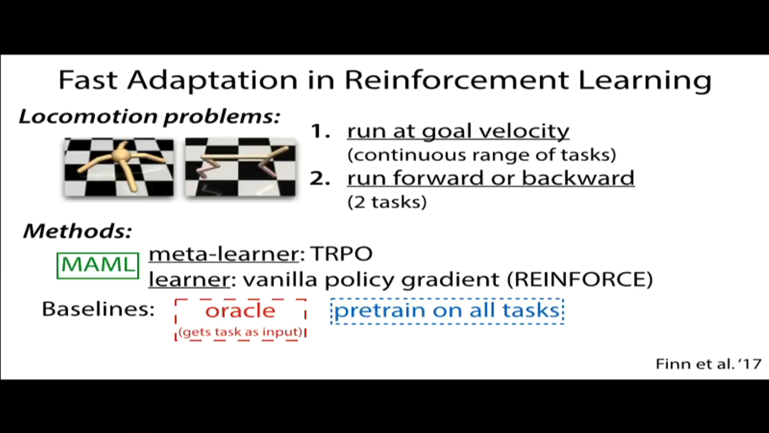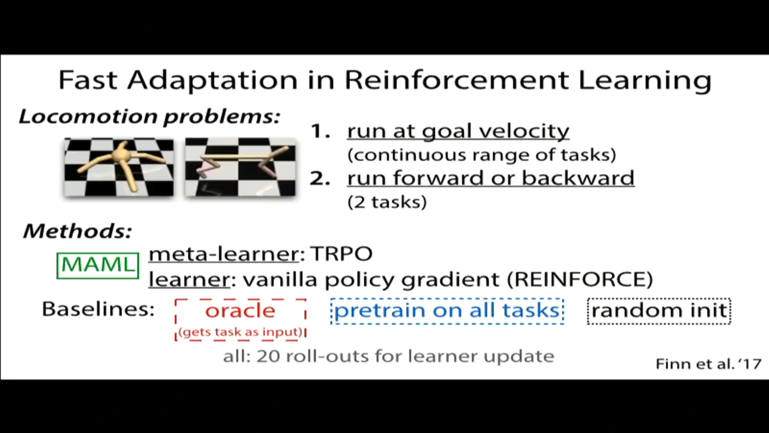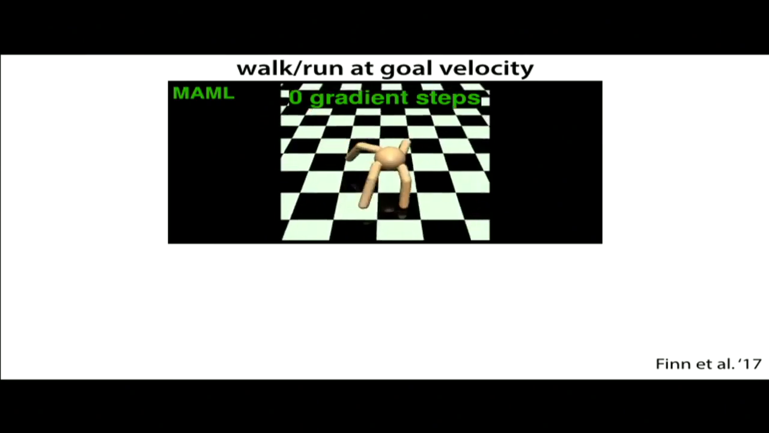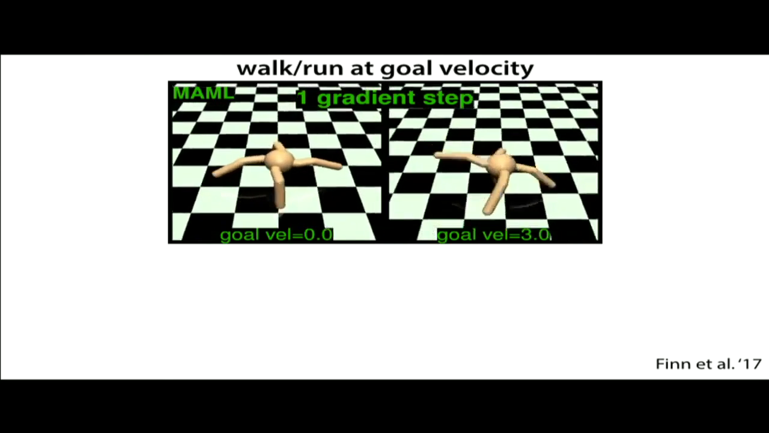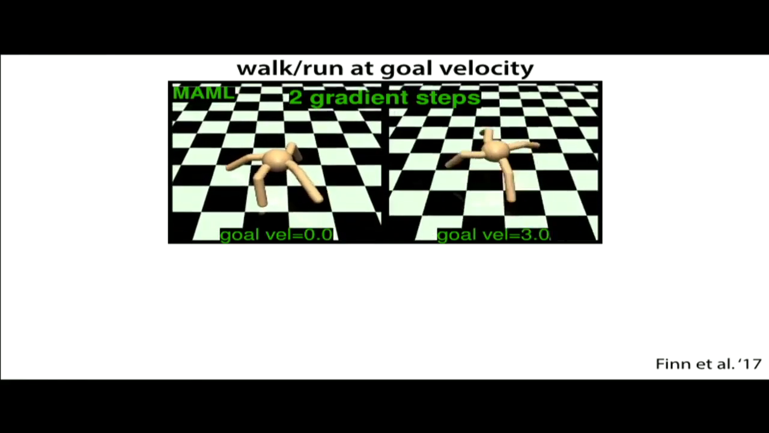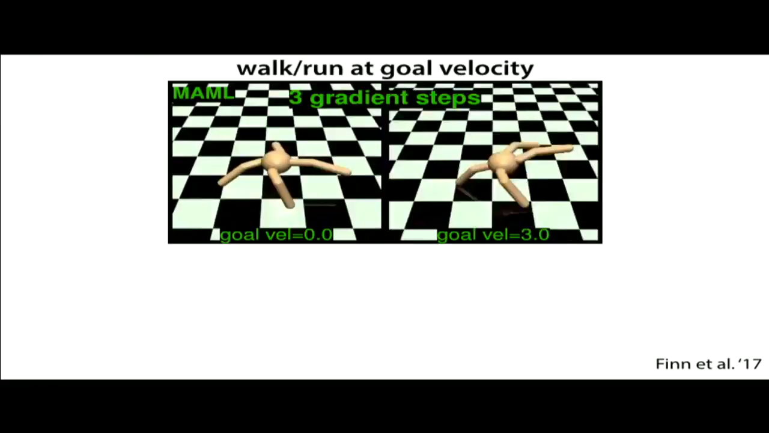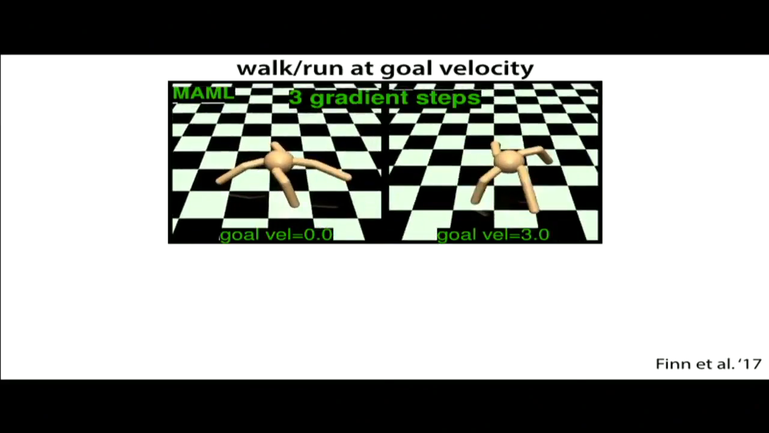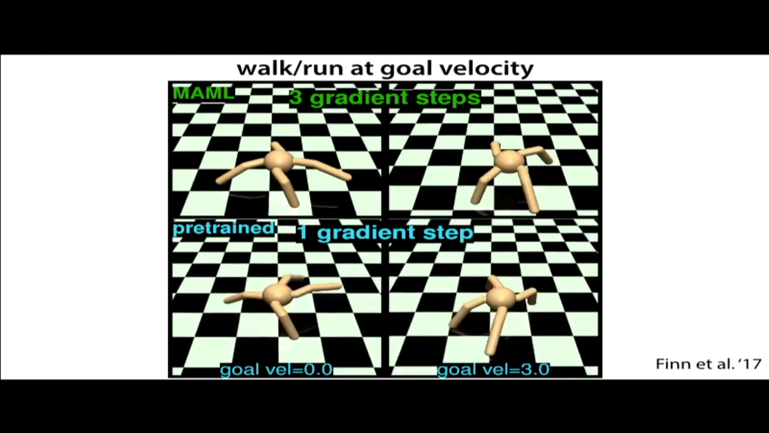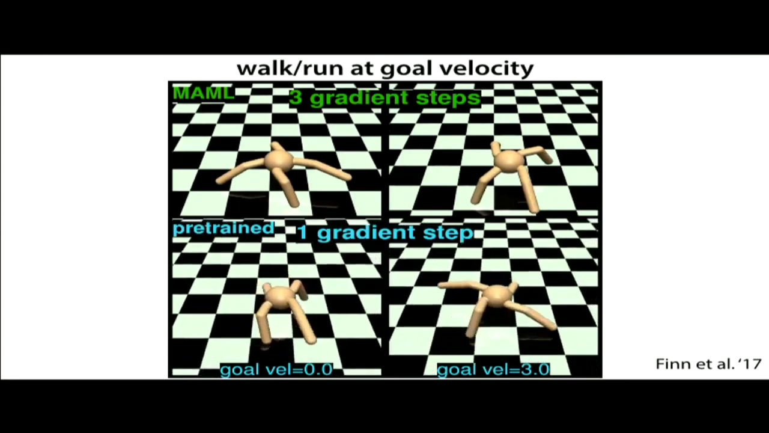This was compared to 3 baselines. The first is an oracle, which provides an upper bound. Second was pre-training on all the tasks and fine-tuning from there. And the last is just random initialization. Each of them gets 20 rollouts for the learner update. And what the results look like is, after 0 gradient steps, here's the policy that's learned. And then after 1 gradient step, it's able to very quickly learn how to adapt its behavior to run at a goal velocity of 0 or a goal velocity of 3 in this case. Whereas if you start with just a pre-trained policy, it isn't able to quickly adapt to different goal velocities because it wasn't trained to do so.